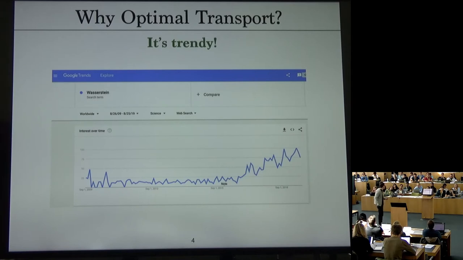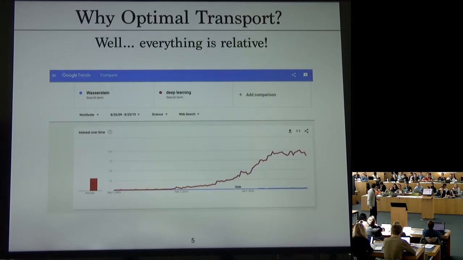Of course, everything is somewhat relative. If you compare it to deep learning, you can't really claim a trend there, right? At least we're not peaking. That is the thing. You can see that deep learning has somewhat peaked. And so Wasserstein is still growing, and I hope this lecture will contribute to this growth.